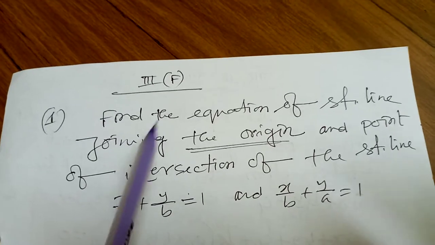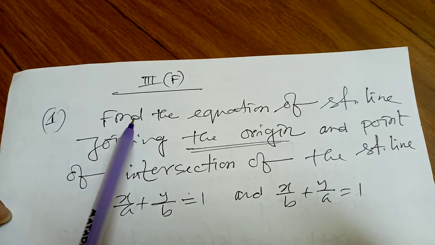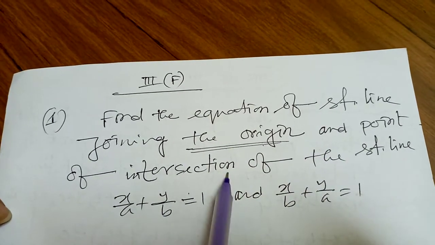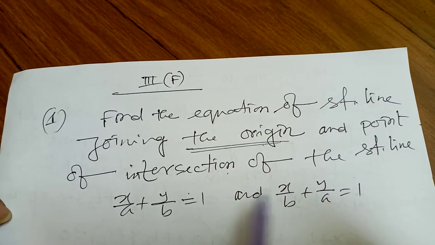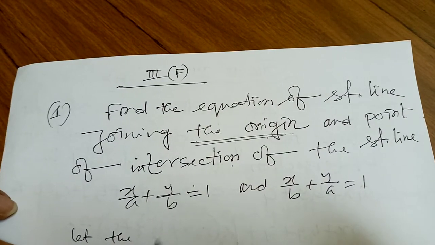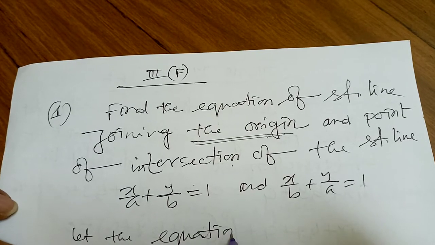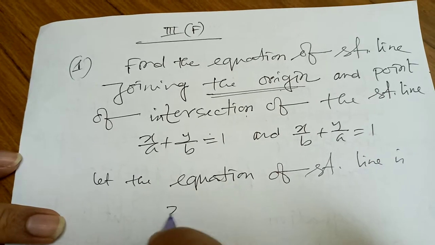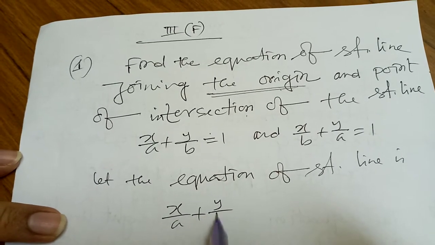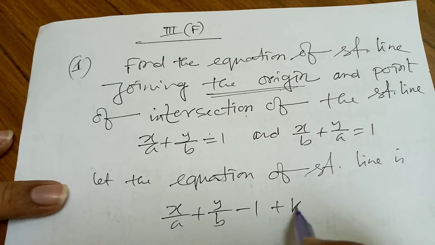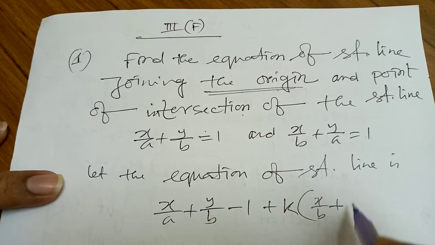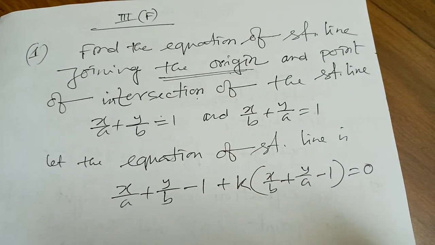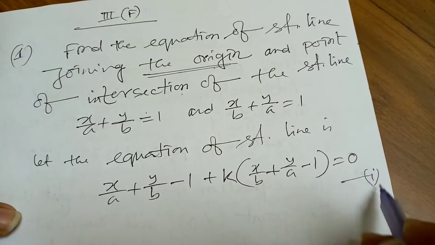Students, look, chapter exercise 3f number 1. Find the equation of the straight line joining the origin and the point of intersection of the straight lines. So for the point of intersection, let the equation of the straight line be x by a plus y by b minus 1 plus k into x by b plus y by a minus 1 equals 0, according to the formula. This is our required equation of the straight line.